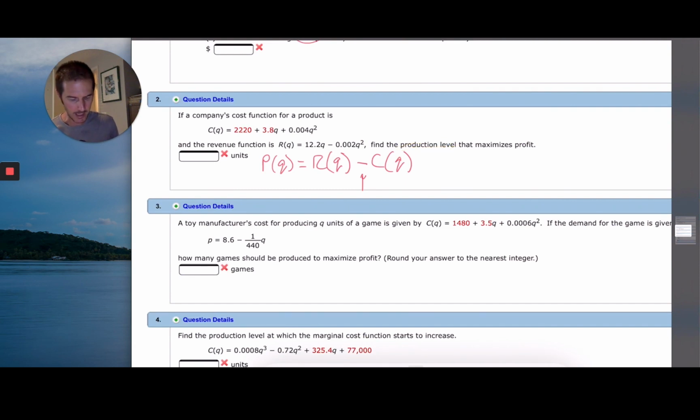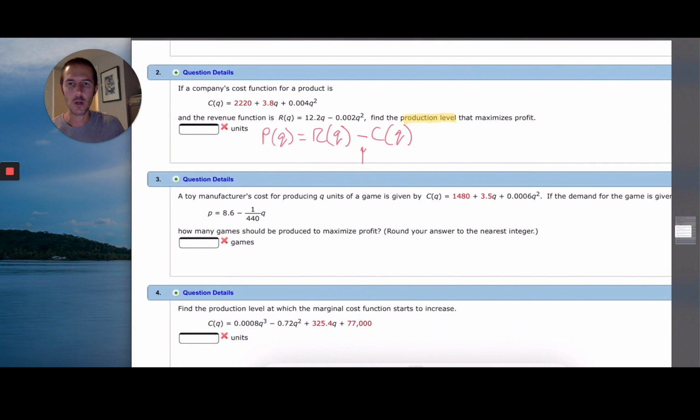There it is. You're only trying to find the production level. You're not actually trying to find the maximum profit. If you were, you would have to take whatever Q value you find and plug it back into your profit equation. But that's not the call of the question here.